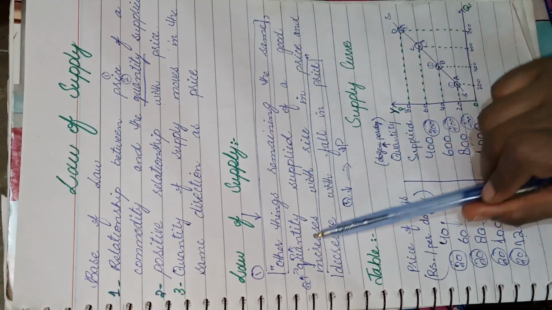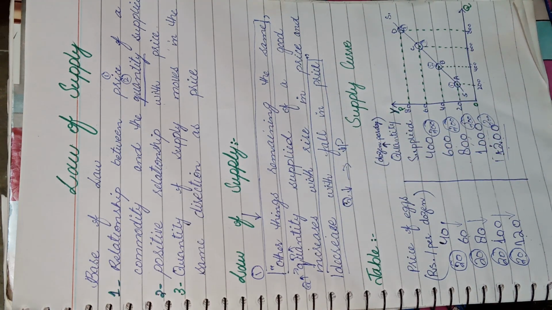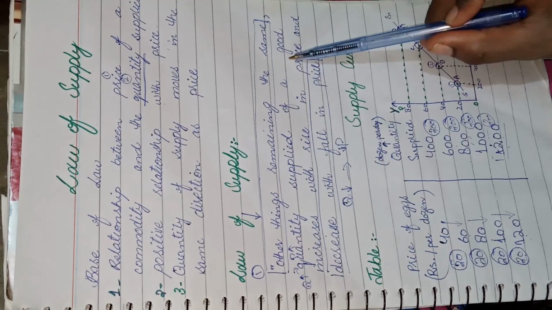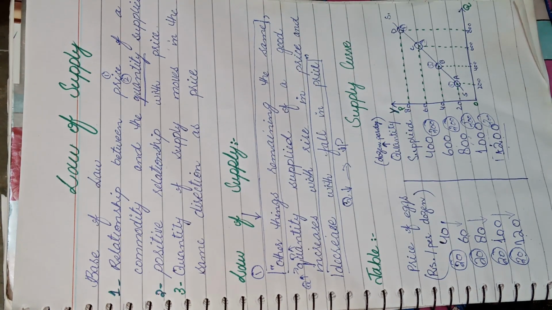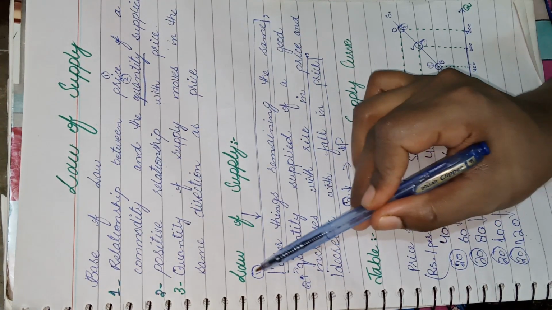Now the definition of the law of supply: other things remaining the same, quantity supplied of a good increases with a rise in price and decreases with a fall in price. Now very carefully understand the steps of the definition. There are 2 parts. The first part is other things remaining the same, which we know as ceteris paribus. In economics, this is a very important factor and this is the base of the law. In the demand chapter we will discuss the importance of ceteris paribus. In easy language, we can say that without these words the law cannot exist. Other things remaining the same means other factors remain constant. This is the first part.